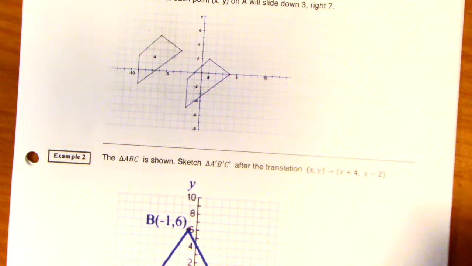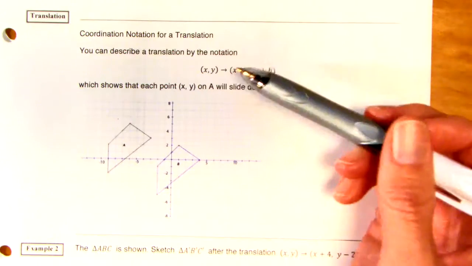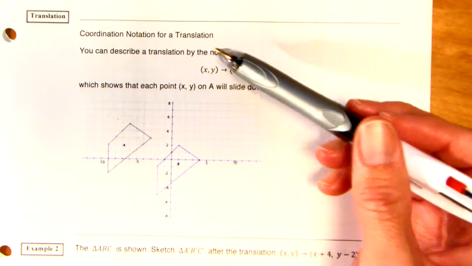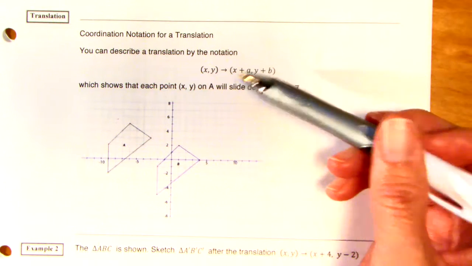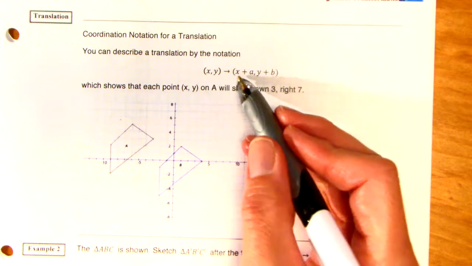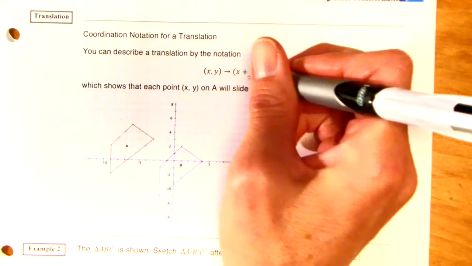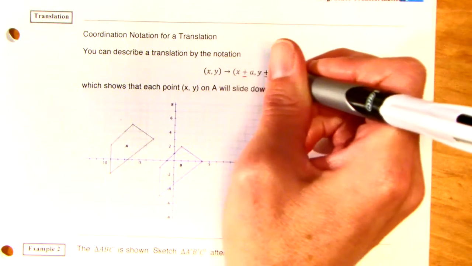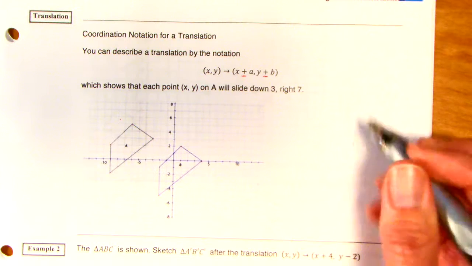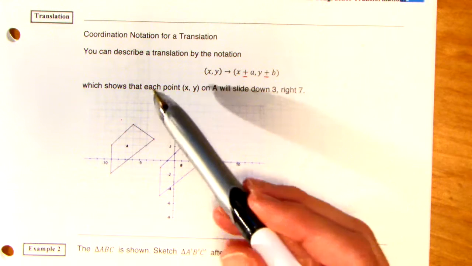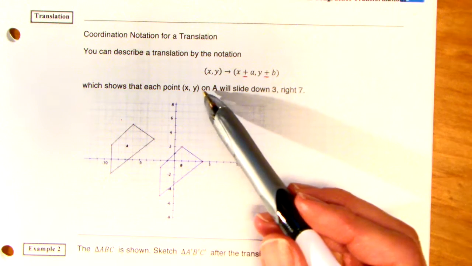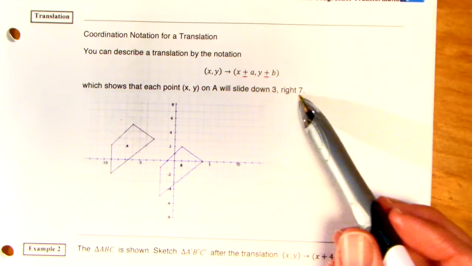All right. Now, the translation. So here we go. You can describe a translation by this notation. The x changes by plus or minus a, and let's put a little line below that, and the y could be plus or minus b. Okay? So this shows that each point x, y on A will slide down 3 and to the right 7.